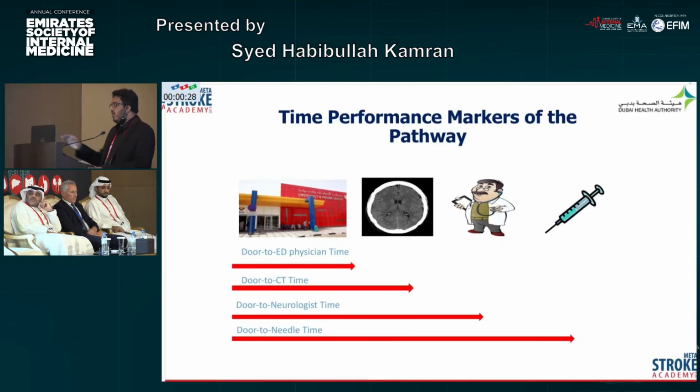Okay, so for all this, what are the important keys? Door to ED physician, we need to rush the door to ED physician time. This is how we can improve our stroke management. Door to CT time, rush from emergency triage to the CT, immediately do the CT. The CT time should be shortened. Door to neurologist time and door to needle time. All over the world, we are working on this, how to cut this time to improve our TPA time.